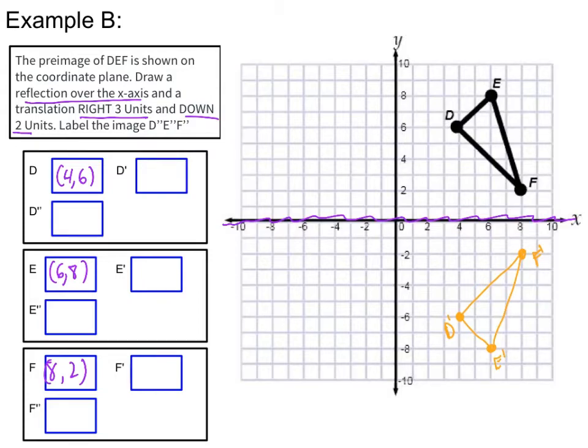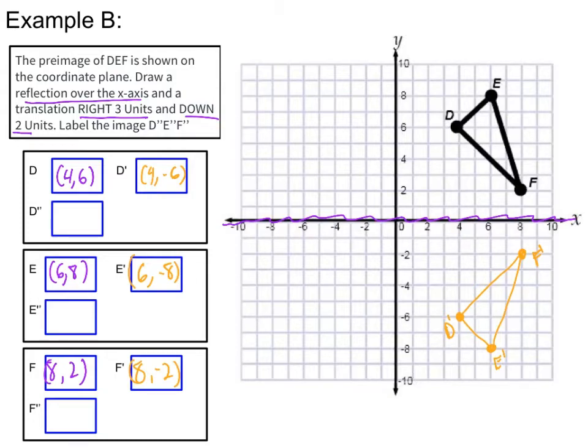So D prime is going to be at positive 4, negative 6. We've got E prime at positive 6, negative 8. And we've got F prime at positive 8, negative 2. So those are all of our prime points. Now we need to do a translation of right 3 and down 2 in order to finish our transformation and get our double prime points.